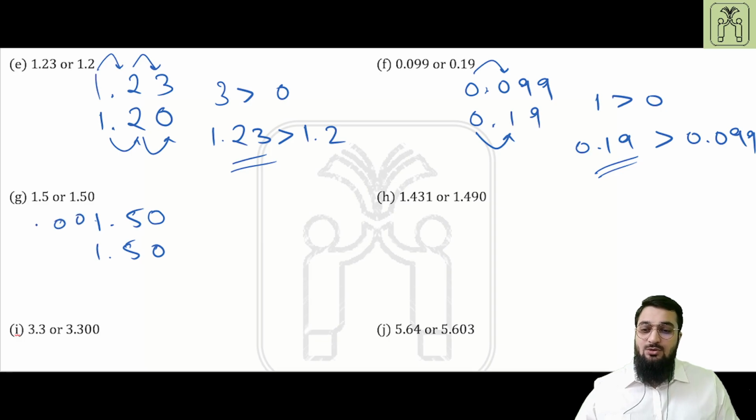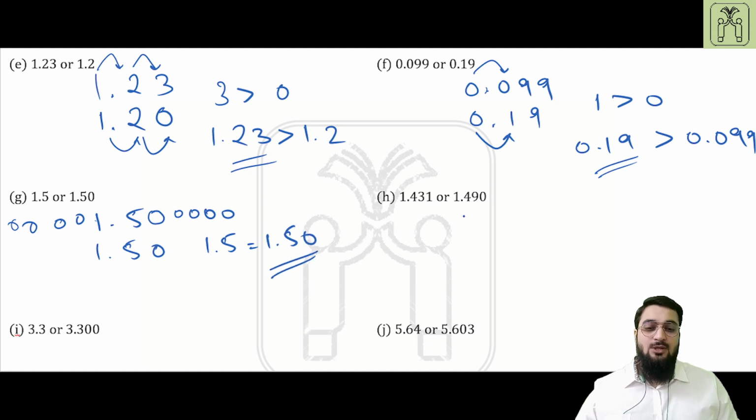That is 0, 0, 0, 0. This has been discussed in the 8.1 part. Zeros will be the same as 1.5 and 1.50 and so on. Therefore, both of them are the same. So 1.5 is equal to 1.50.